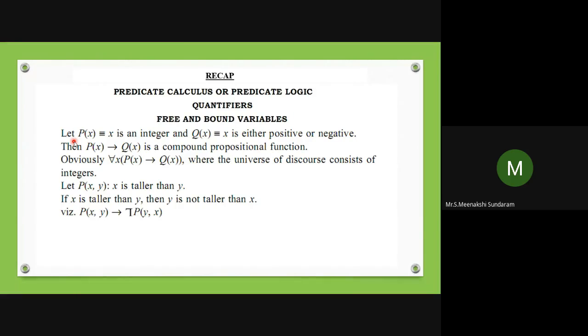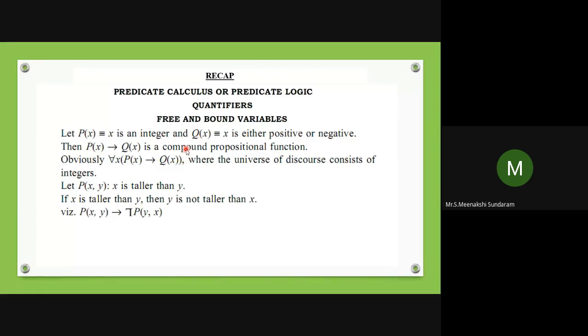Then P(x) implies Q(x) is a compound propositional function. Why can we say it's compound? P(x) is one predicate and Q(x) is another predicate. These two are connected by a connective, the conditional. That's why it's compound. A compound proposition is nothing but two propositions connected by using connectives.